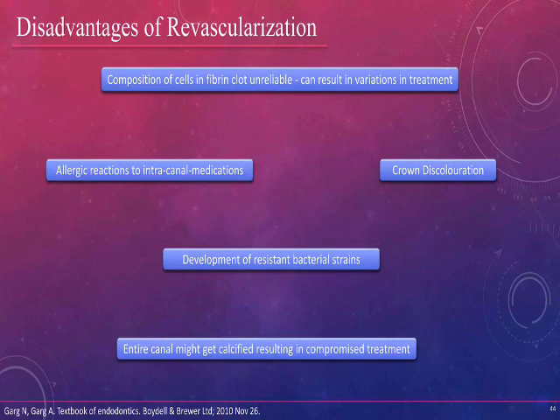The disadvantages include that the composition of the cells in the tissue is unreliable, crown discoloration, development of resistant bacterial cells, and the canal may get calcified.